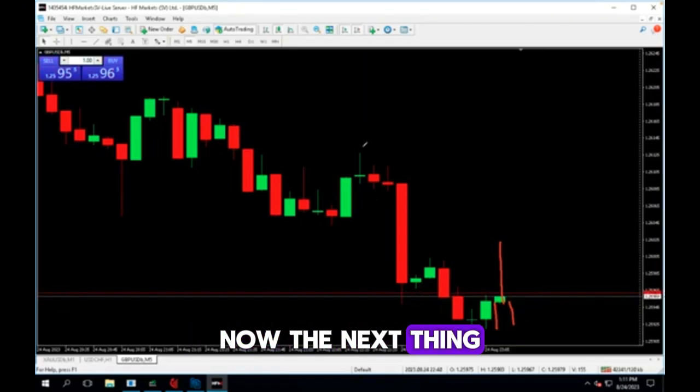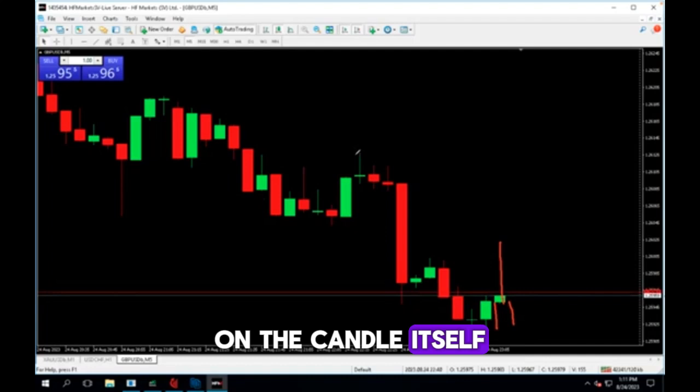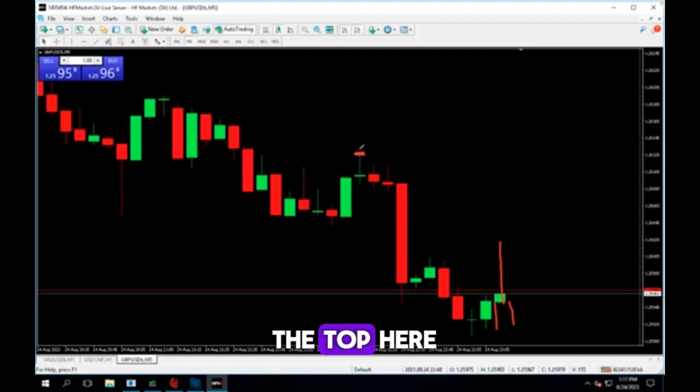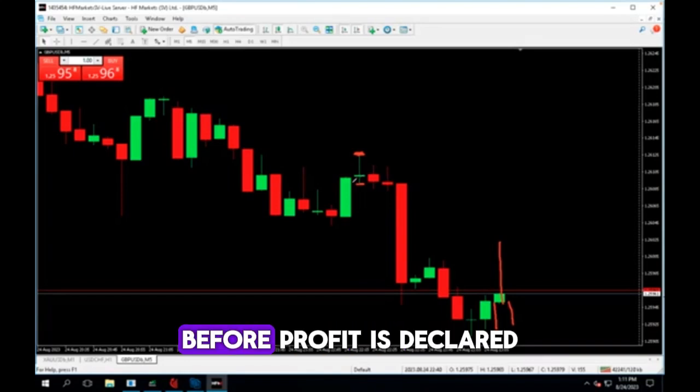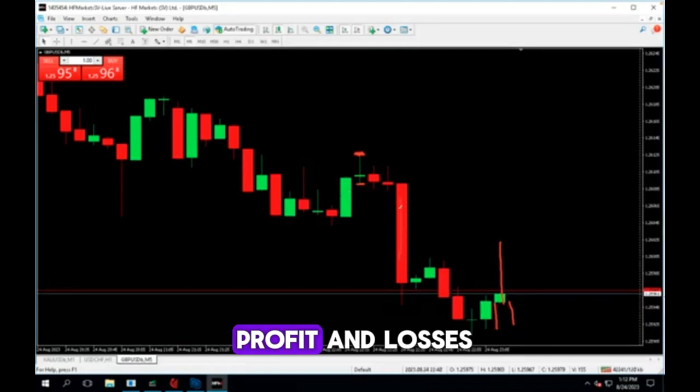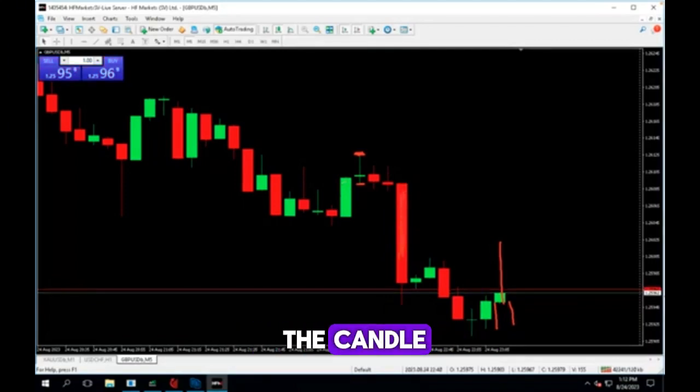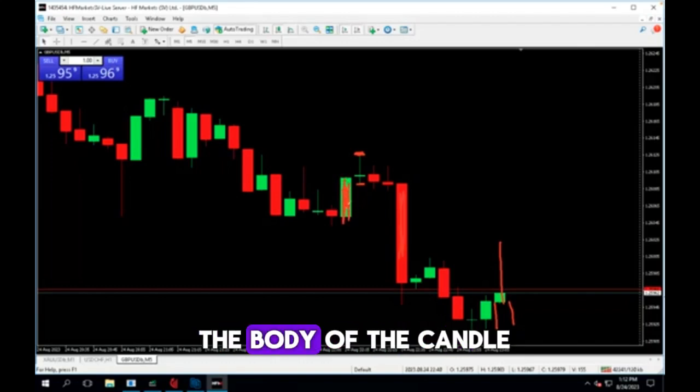Now, the next thing that I want to explain on the candle itself is that when price goes up, the peak, the wick of the candle at the top here is the highest price that price got to, and the bottom is the lowest price that price got to. You see, when in a trade, before profit is declared, there will have been profit and losses in the body of the candle, depending on the price that fellow is taking.